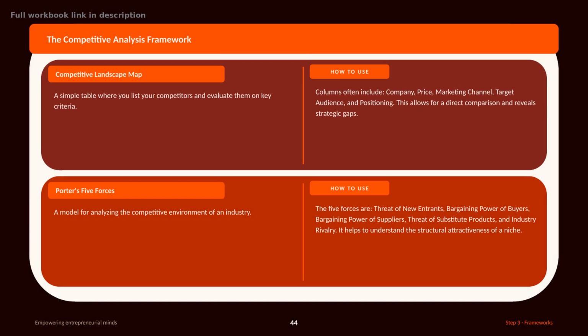First, the competitive landscape map. A simple table listing your competitors and evaluating them on key criteria: company, price, marketing channel, target audience, and positioning. It lets you compare directly and spot strategic gaps. Second, Porter's 5 Forces, a model for analyzing an industry's competitive environment: threat of new entrants, bargaining power of buyers, bargaining power of suppliers, threat of substitutes, and industry rivalry. It helps you understand how structurally attractive a niche actually is, beyond just who you can see directly.